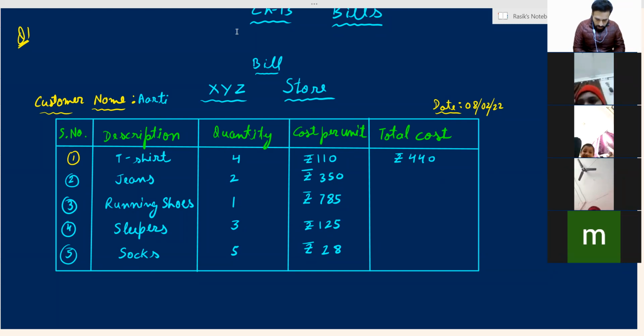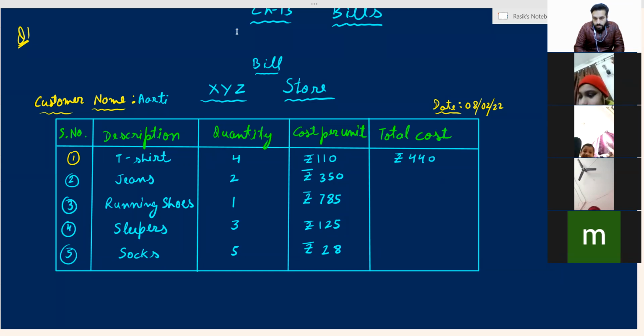And sir, please can you check my work? Samriddhi, your first one, the total cost in the last column. First one is correct, 440. Second one is correct, 700. Third one is correct, 785. Fourth one is also correct, 375. Fifth one is not correct. 5 into 28 is 140.